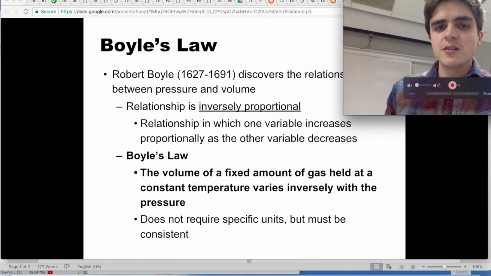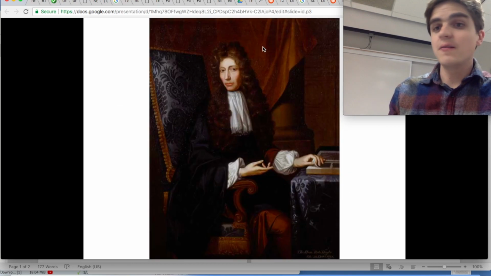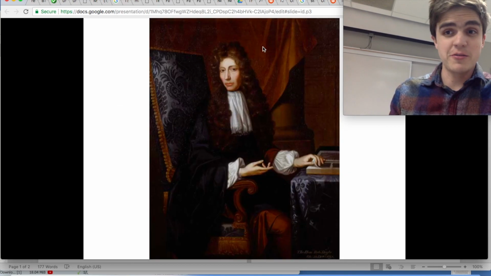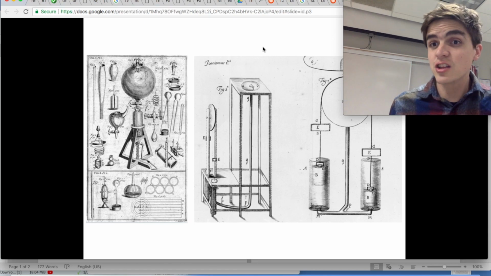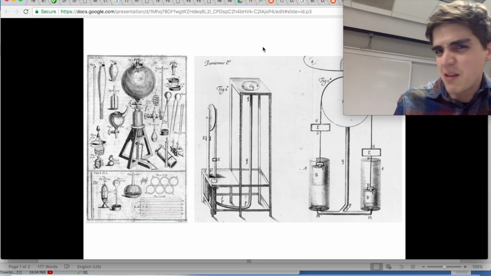So let's bring it back and talk a little bit more about Boyle's law. This, by the way, is Boyle. Pretty fly guy. Boyle had this experiment here. And actually, it's an experiment you could easily carry out and do better than he did.